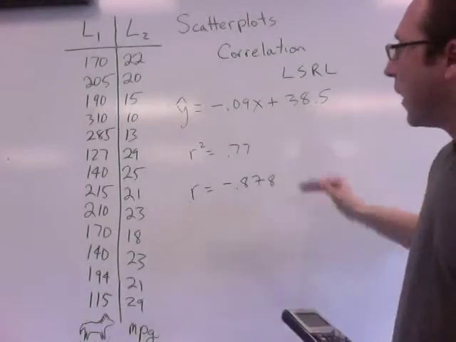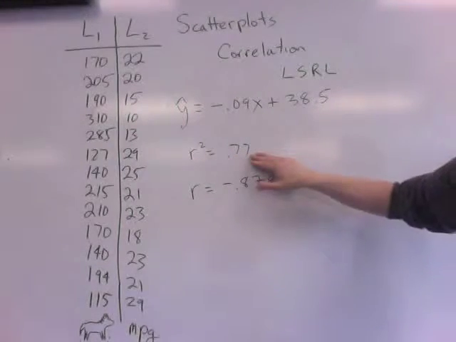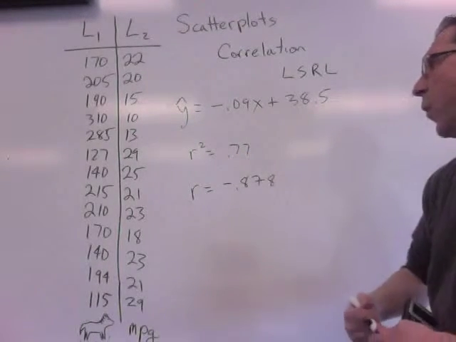So how well did the line of best fit do? R squared is a measure of that. R squared is called the variability.